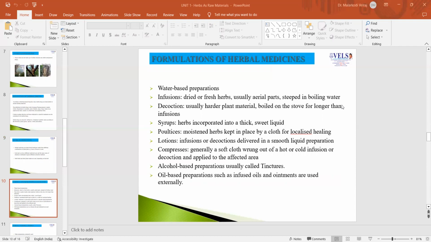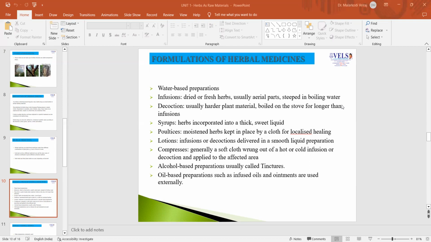Now, coming to the formulations of herbal medicine, there are a variety of formulations, water-based preparations like infusions, decoctions, syrups, etc. Infusions are dried or fresh herbs, usually aerial parts, steeped in boiling water. Decoctions are made up of usually harder plant material boiled on the stove for longer than infusions. Syrups consist of herbs incorporated into a thick sweet liquid. Poultices are moistened herbs kept in place by a cloth for localized healing. Lotions are made up of infusions or decoctions delivered in a smooth liquid preparation. Compresses are generally made up of a soft cloth wrung out of a hot or cold infusion or decoction and applied to the affected areas.